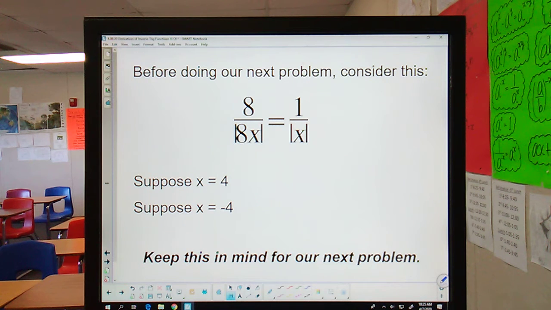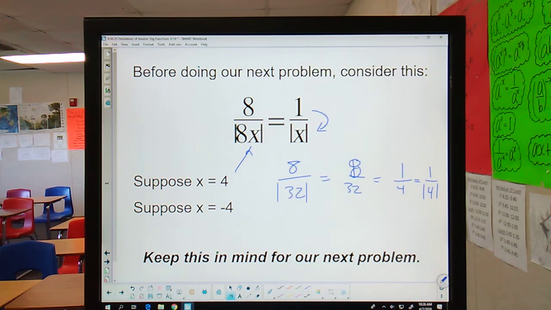Before doing our next problem, consider something for a minute. 8 over the absolute value of 8x is going to actually be the same as this right here. Now I'll just prove it to you. Put any number you want in for x. If you put in positive 4, you're going to have 8 over absolute value of 32. No, 8 over 32, which reduces to 1/4, but that's the same as 1 over the absolute value of 4.